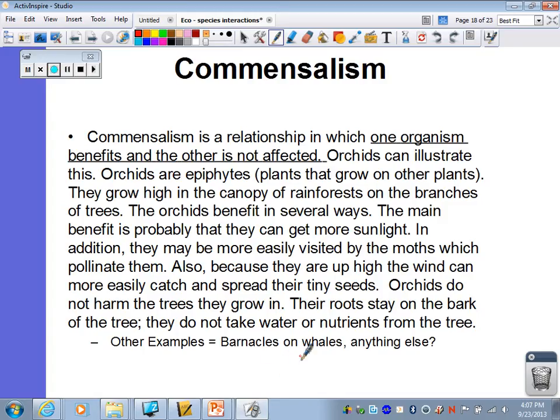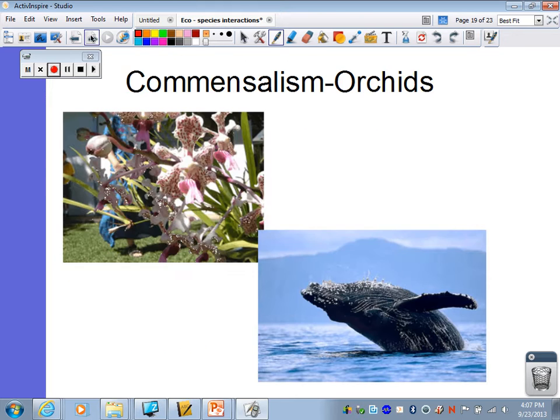But they do not eat off of the whale. They do not hurt the whale. The whale doesn't benefit. He is not hurt. He could care less. So it's commensalism. Okay, and I don't think I have any other examples of that one right now. So you've got your orchids and your barnacles.